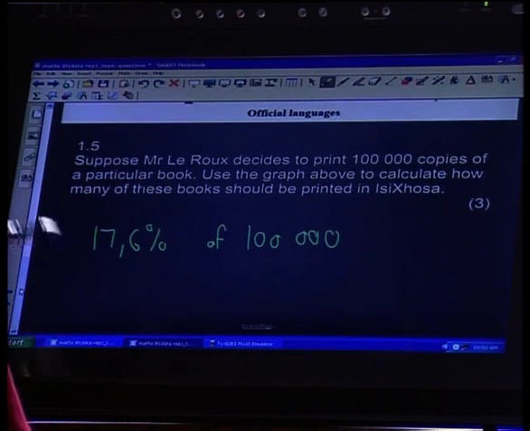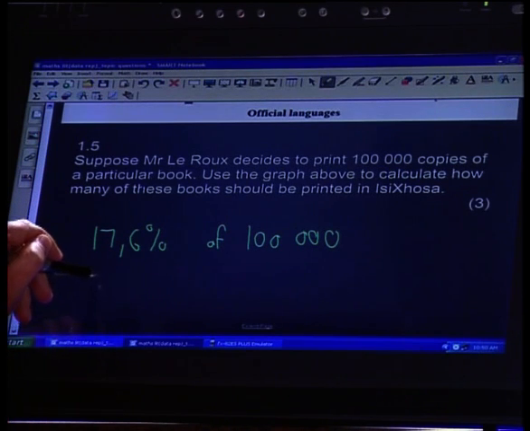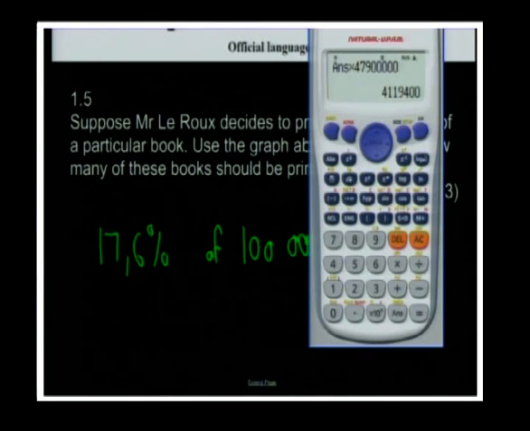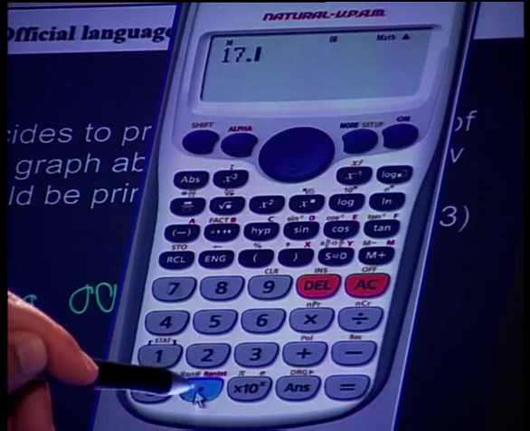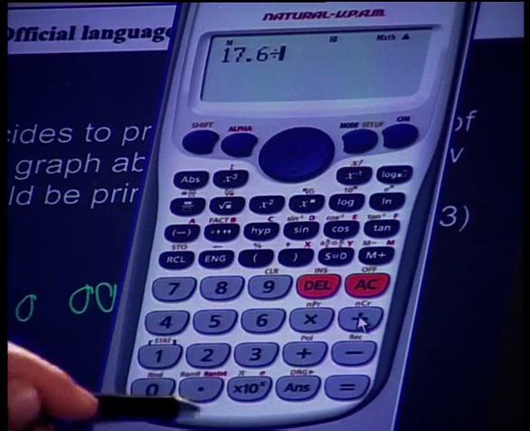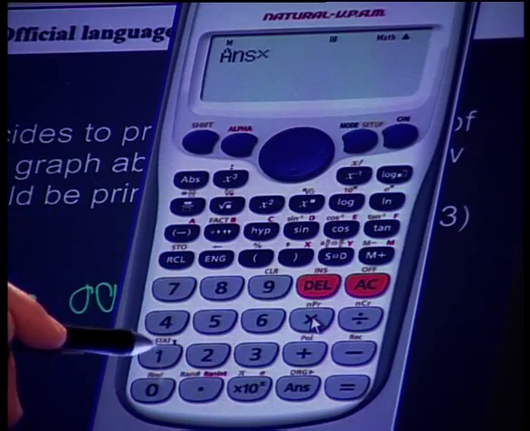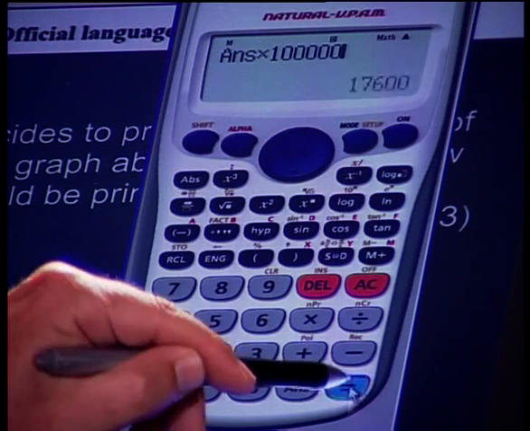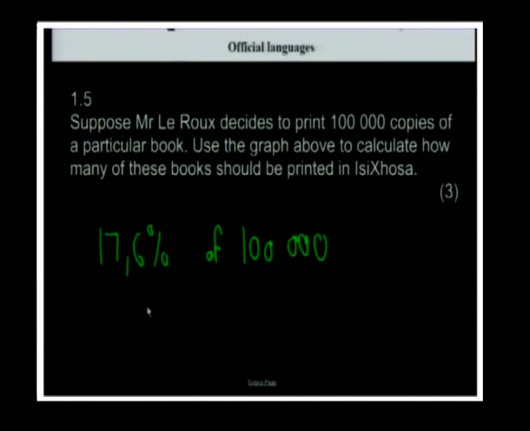And so again, to find 17.6% of 100,000, we have to do a multiplication sum. This one is a little easier to do without a calculator, but just for accuracy and to be safe, we'll use the calculator anyway. 17.6. Again, we'll divide by 100, and then we're going to multiply by the 100,000. There we go. And the answer, 17,600 books.